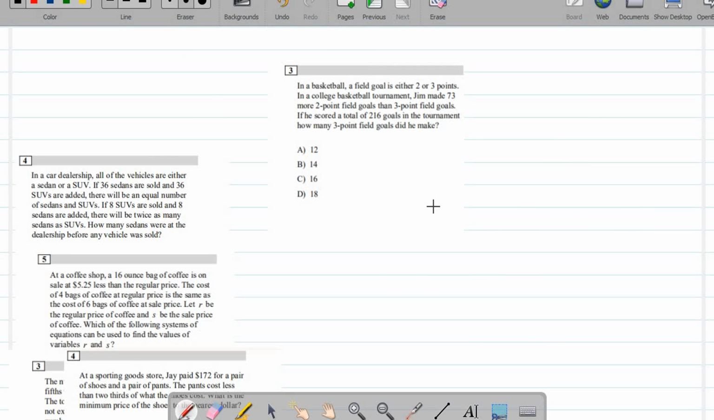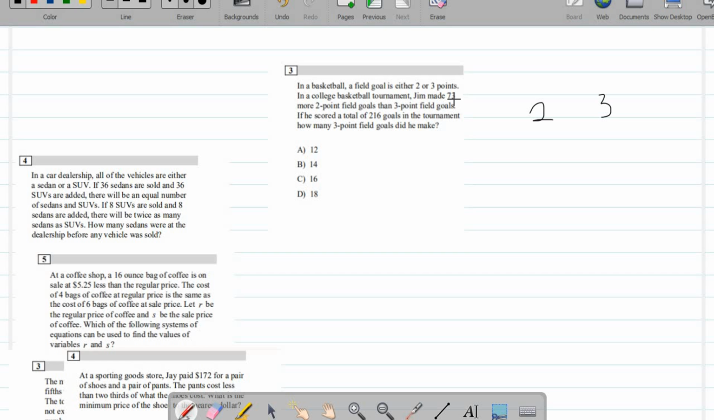So we have number 3 here. In basketball, a field goal is either 2 or 3 points. In the college basketball tournament, Jim made 73 more 2-point field goals than 3-point field goals. If he scored a total of 216 points in the tournament, how many 3-point field goals did he make? So in this, we only have either 2 or 3 points.